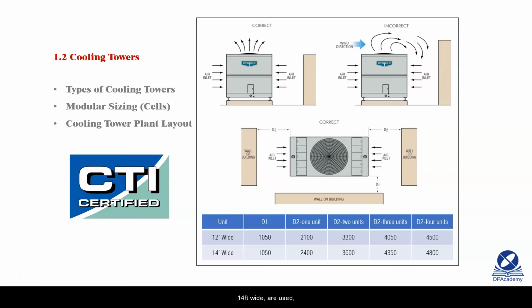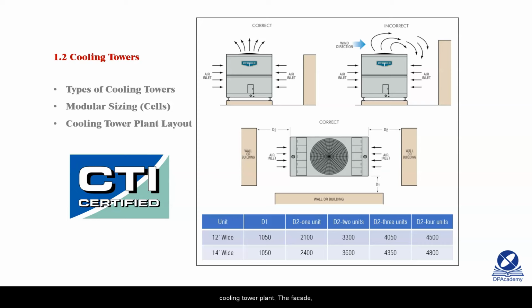The dimensions shown in this table are for this specific cooling tower and not general dimensions. However, we can see that the manufacturer has specific requirements that the walls must be a certain distance away from the air inlet to be sure that the right amount of air is able to get to the cooling tower. In this case, if 4 units of D12 type 14 foot wide are used, the required distance for a wall away from the cooling tower would be 4.8 meters. This distance is not small, and an architect needs to put consideration to this.